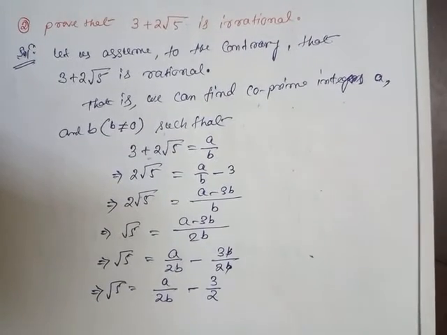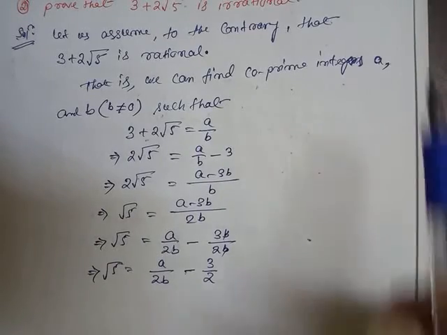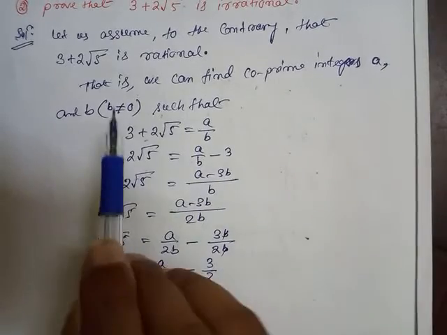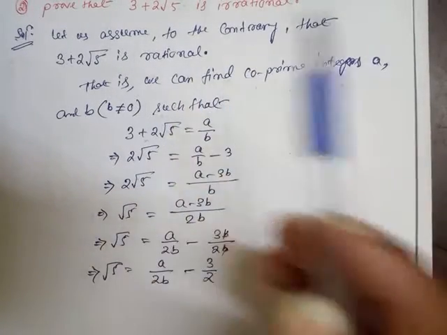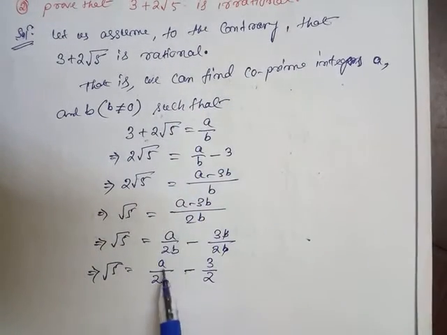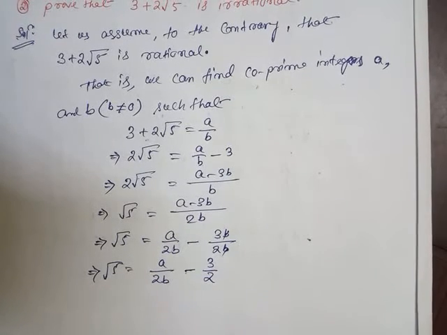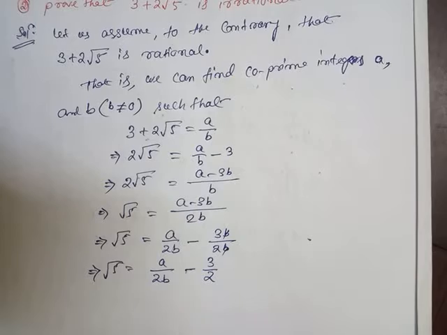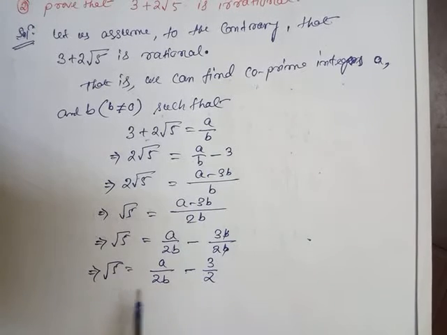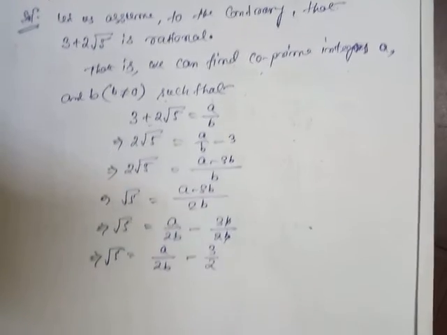Now look at one thing. Initially we have taken that A and B are co-prime integers and B is not equal to 0. Moreover, 3 plus 2 root 5 is rational. If it is rational, then this can be written in the form P by Q. Now look here, A by 2B is in the form P by Q. 3 by 2 is also in the form P by Q. So A by 2B is rational, and 3 by 2 is rational. So we can say that A by 2B minus 3 by 2, which equals root 5, is also rational.